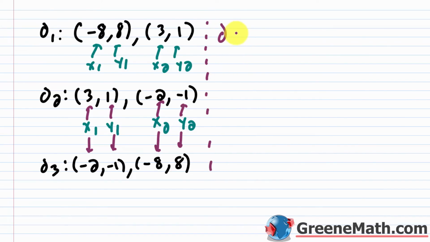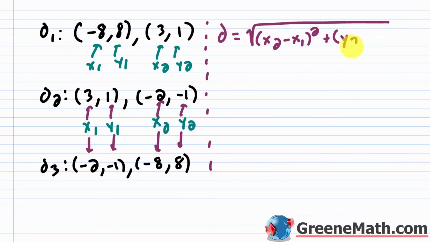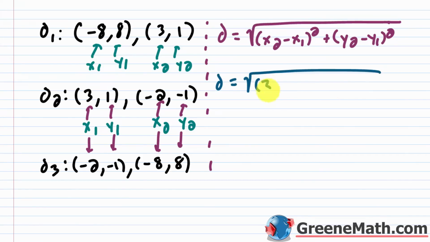So the distance between 2 points on the coordinate plane is equal to the square root of, you're going to have this X sub 2 minus X sub 1 quantity squared, then plus your Y sub 2 minus Y sub 1 quantity squared. For the first one, D sub 1, let me just write D here. We'll put the square root of, for X sub 2, that's going to be 3. And then minus, for X sub 1, you have -8. So minus a -8 is plus 8.